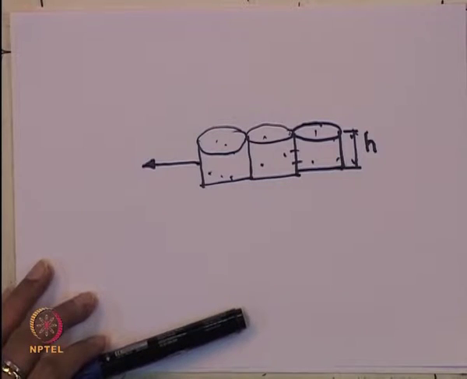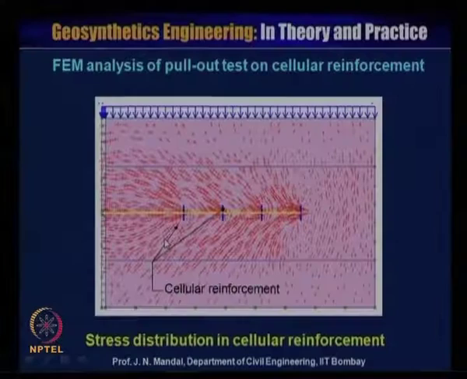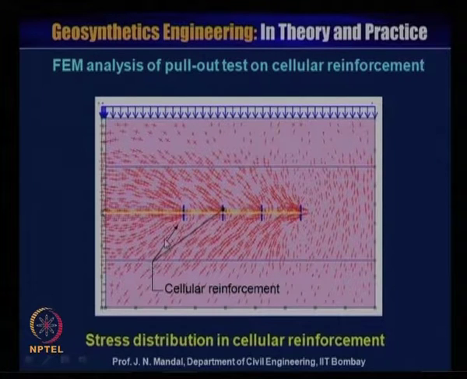One of the student research scholar Dr. Khetgar has carried out some tests on the cellular reinforcement. You can see that when it is pulled out, then you can see the distribution of the stresses here. This is the stress distribution in a cellular reinforcement, and he has conducted the finite element analysis for pull out test on cellular reinforcement.